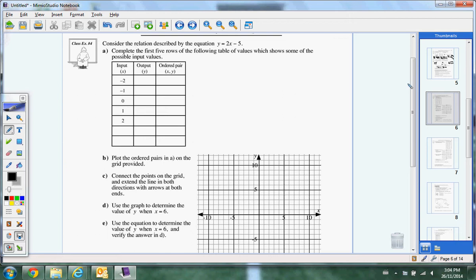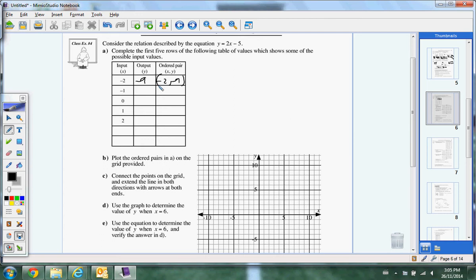Alright, complete the first 5 rows of the following table of values which show the possible input values. So we're doing 2x minus 5. It gave me inputs for x, so I just plug those in and I get my y's. When I plug negative 2 in, what's 2 times negative 2? Minus 5. Negative 9. Negative 4 minus 5, negative 9. So there we are. Negative 2, negative 9. And you just continue that.